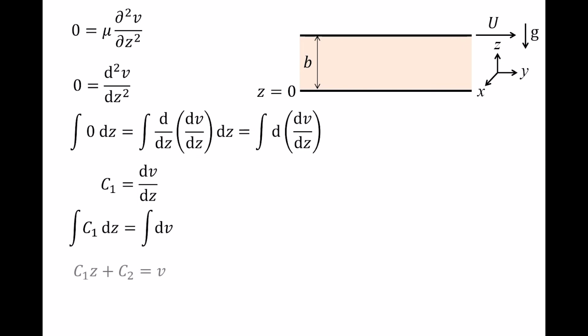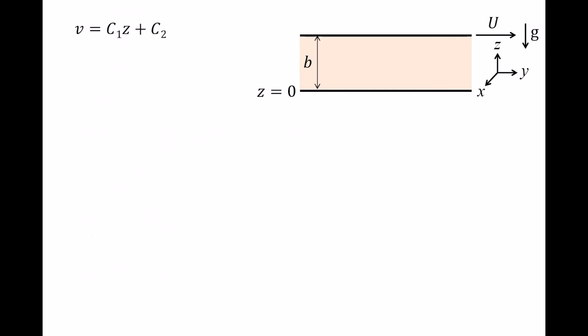After integration, the equation becomes c1 times z plus a constant, which we'll call c2, equals v. In order to determine the constants c1 and c2, we need to apply the boundary conditions at the top and bottom of the gap. The no-slip boundary condition means the speed of the fluid is 0 at the bottom plate, where z is equal to 0, and the speed of the fluid is capital U at the top plate, where z is equal to b.